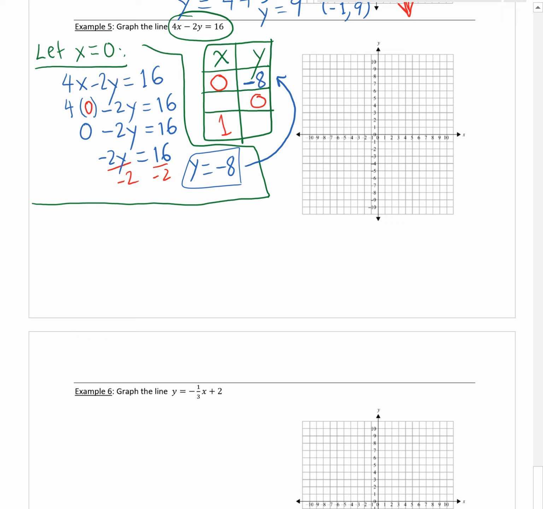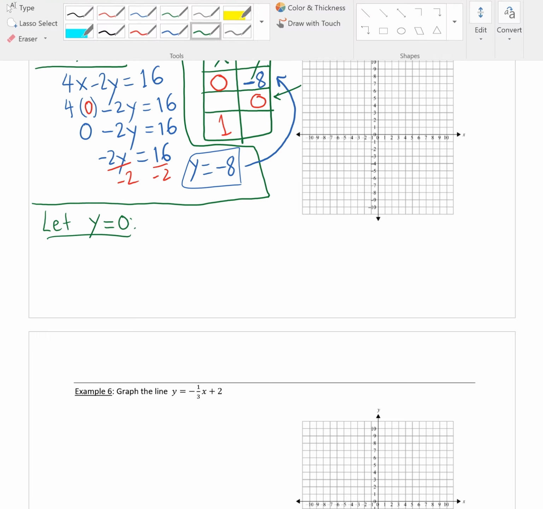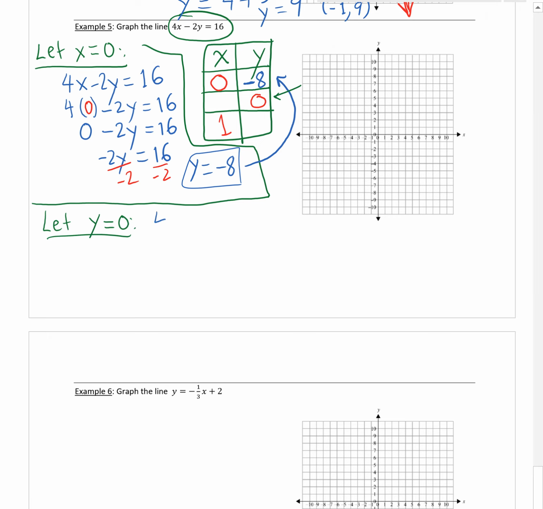The next value that I put in that table was a 0, but this time it was for y. So this time I'm going to let y equal 0 and see what happens with that equation. The equation was 4x minus 2y is 16. I'm replacing y with 0 this time, not x. This time I'm leaving x as is, and where y was, I'm going to replace it with 0.